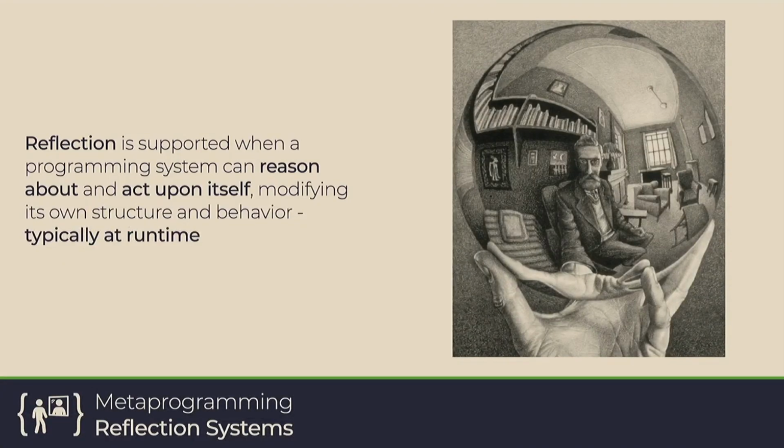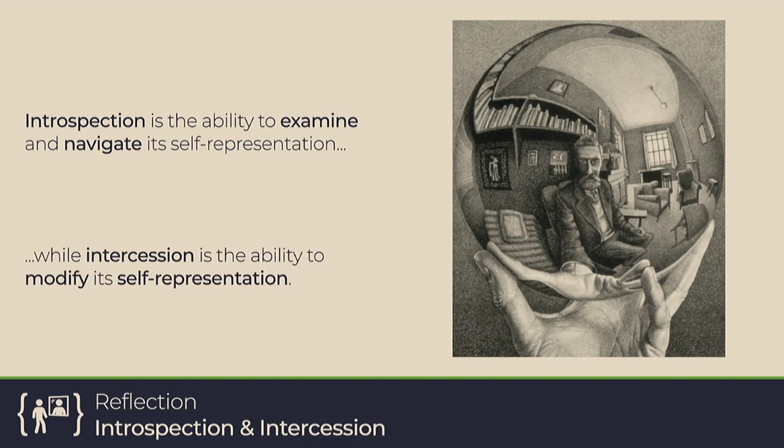Reflection is supported when a programming system can reason about and act upon itself. This is slightly different from before, but it can match the definition that I gave earlier. We can discuss it. It means modifying its own structure and behavior, and typically it's meant at runtime in this case. At the end of the talk, I'll show you even how you can do reflection at compile time. There are two kinds of reflection features in order to have full reflection: one is introspection, one is intercession. Introspection is the ability to explore, examine, and navigate the structure, the representation of your program itself. And the structure can be quite complicated.